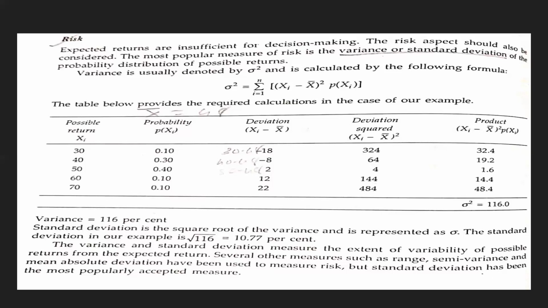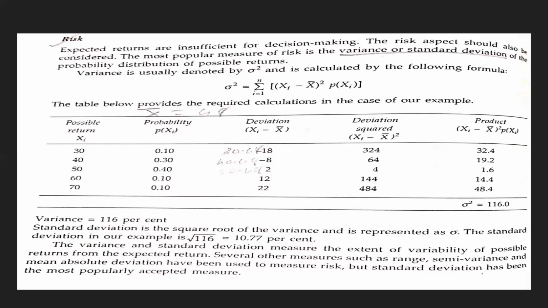Now what you do is you will multiply it with the probability value. 324 into 0.10 gives you 32.4. 64 into 0.30 gives you 19.2. 4 into 0.40 gives you 1.6. 144 into 0.10 gives you 14.4, and 484 into 0.10 gives you 48.4. It is nothing but the deviation square into the probability value.